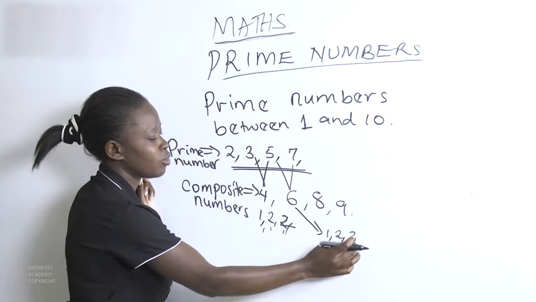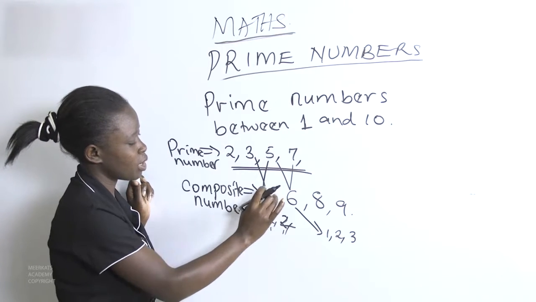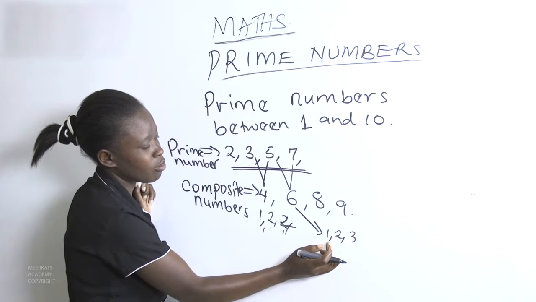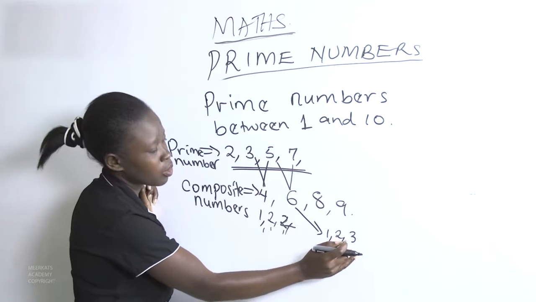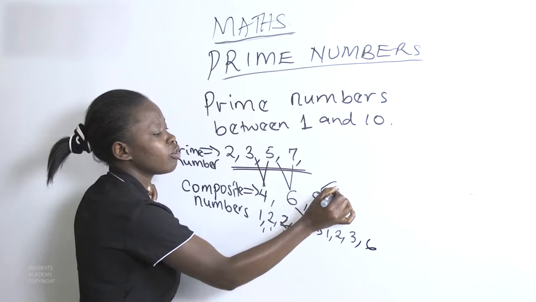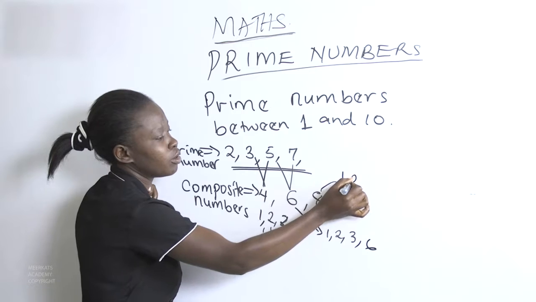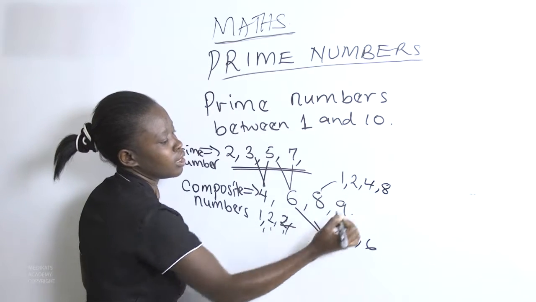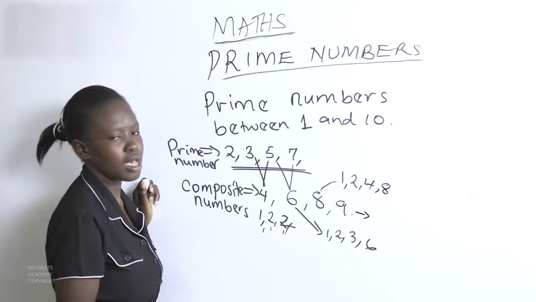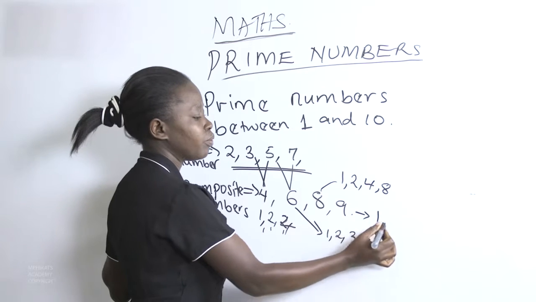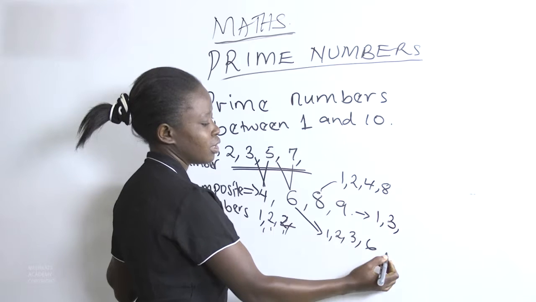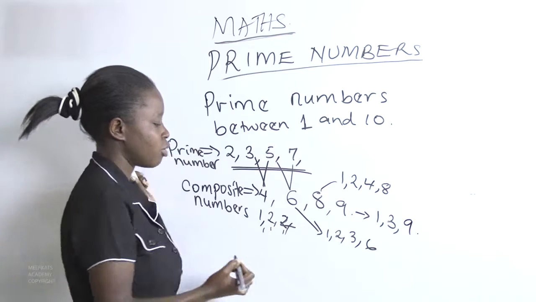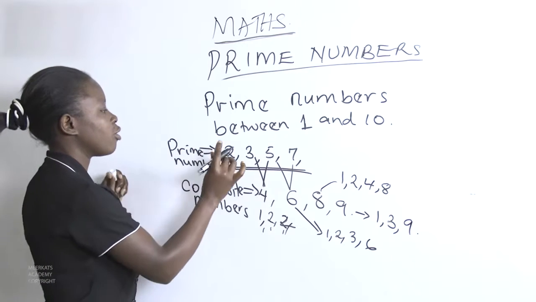The factors making up 4 are 1, 2, and 4. The factors making up 6 are 1, 2, 3, and 6. The factors making up 8 are 1, 2, 4, and 8. The factors making up 9 are 1, 3, and 9.